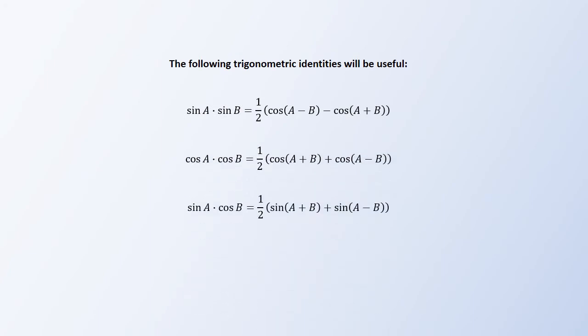Also, we're going to need some trigonometric identities that aren't usually seen in most classes, and they are the sine of a times the sine of b, the cosine of a times the cosine of b, and the sine of a times the cosine of b. And as you see, this turns into this unusual 1/2 times the quantity cosine of A minus B minus cosine of A plus B for the sine of A times the sine of B. So we'll see those as we go along and see where we use those.